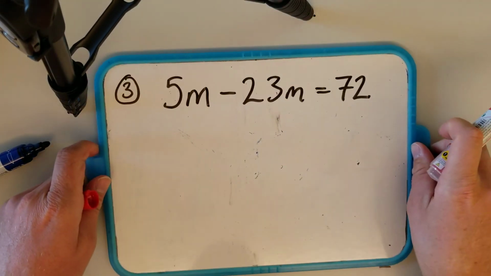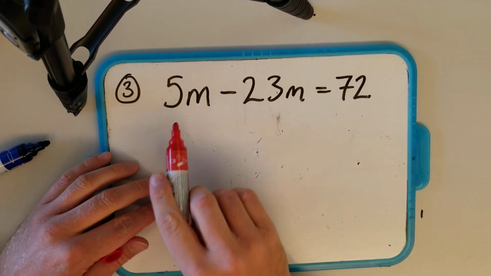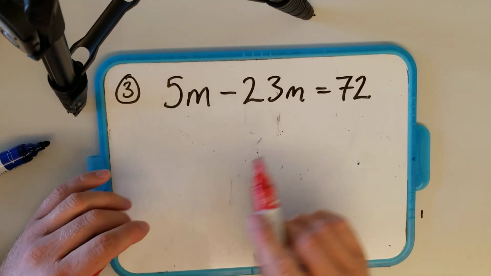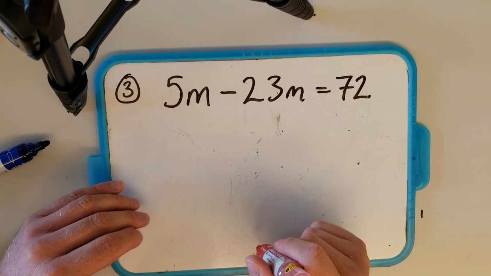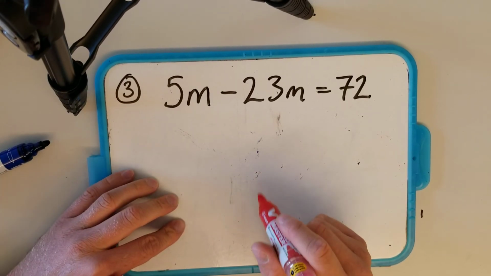For our final example, 5m minus 23m equals 72. I want you to give this one a try also. And put your answer in on Edpuzzle.